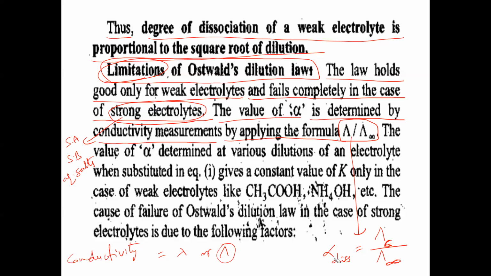So alpha, dissociation, another formula is what now? Lambda at given concentration divided by lambda at infinite dilution. So when we add more water to the given acid, it is called infinite dilution. More and more water when you are adding to the given acid, weak electrolyte, it is called dilution at infinite level. So at infinite dilution, conductivity will be taken as lambda infinity. At given concentration, the lambda is called lambda C. So this lambda is indicating the conductivity of given solution.